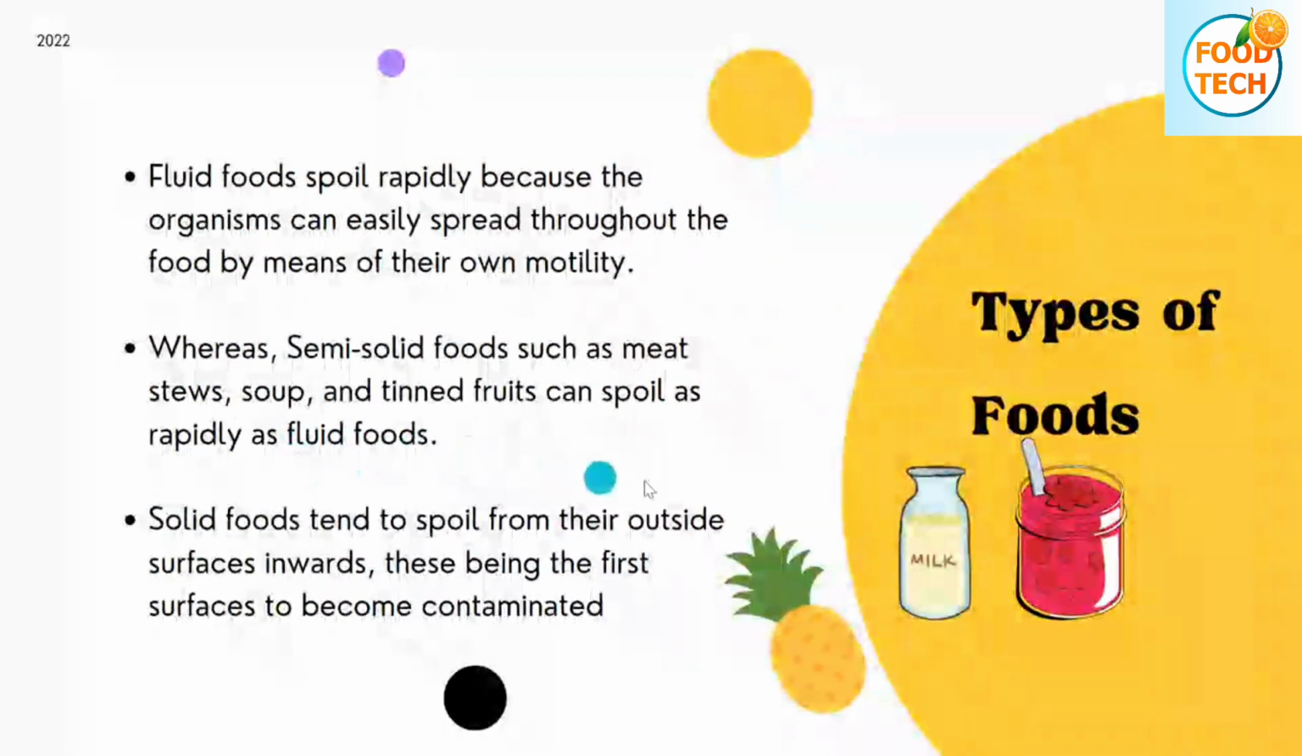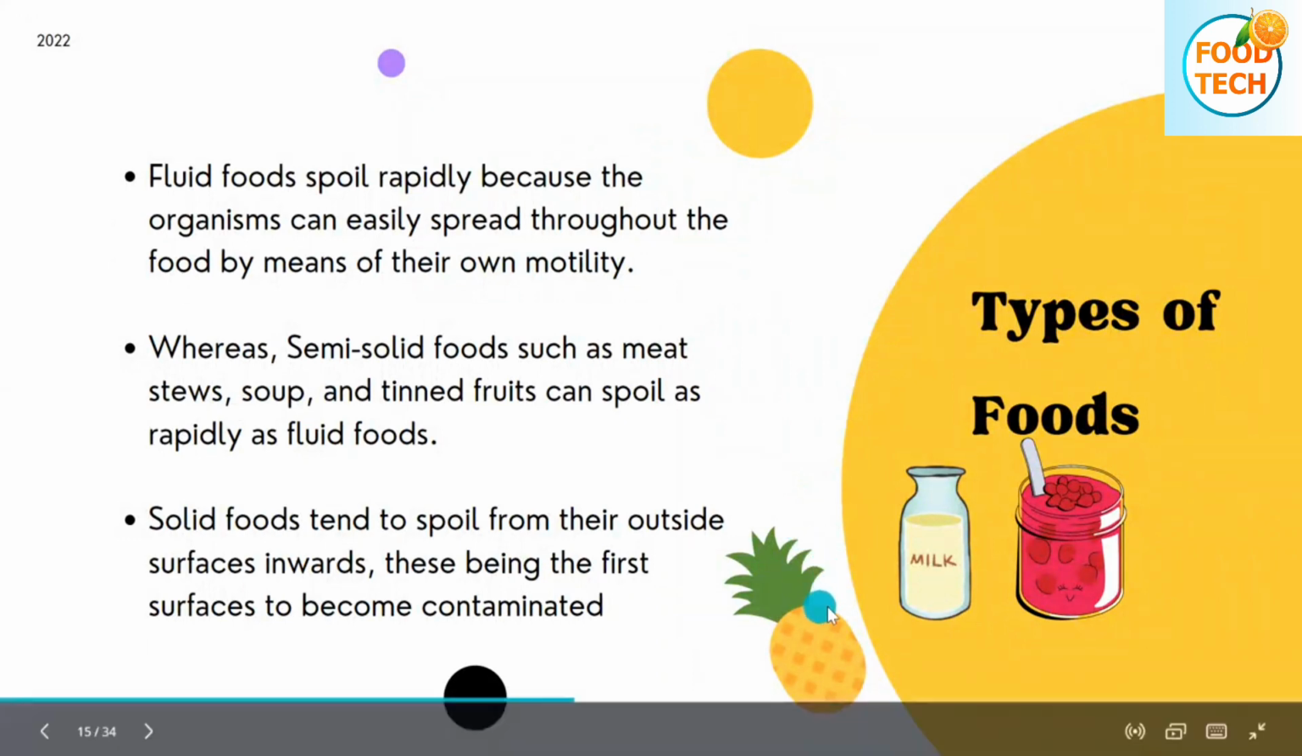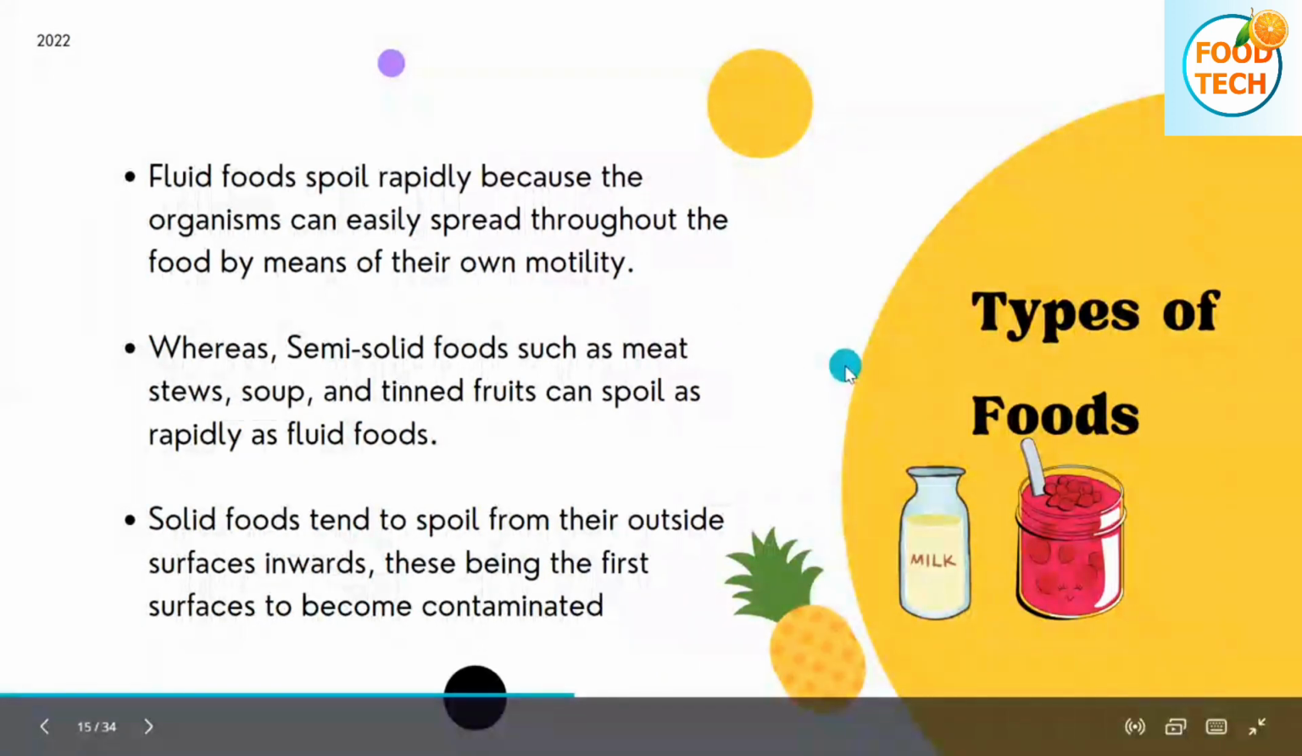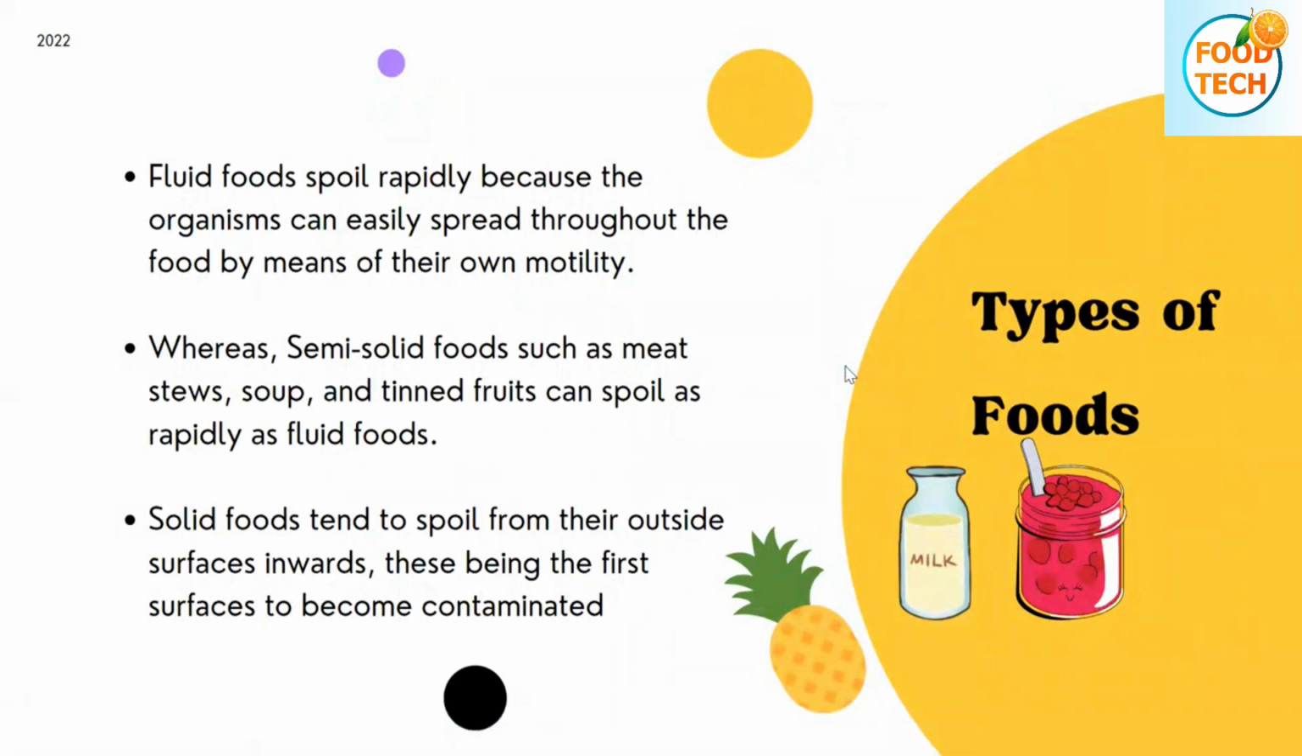However, when it comes to solid food, it tends to spoil from the outside surface inwards, this being the first surface to become contaminated. So with majority of solid foods, the microbe would grow on the surface first, and from the surface it enters inside.